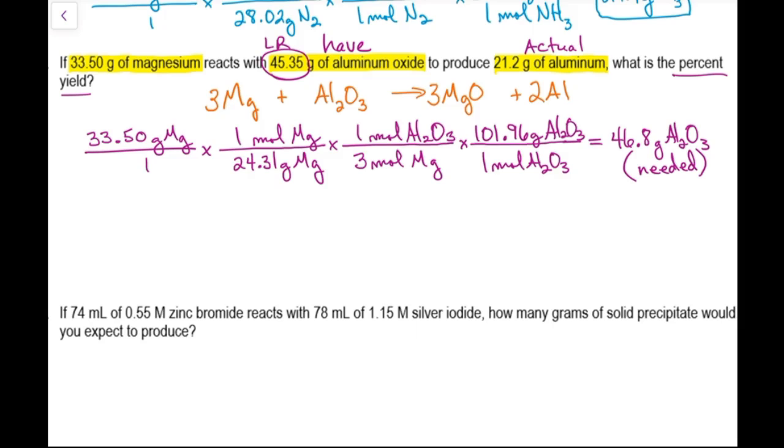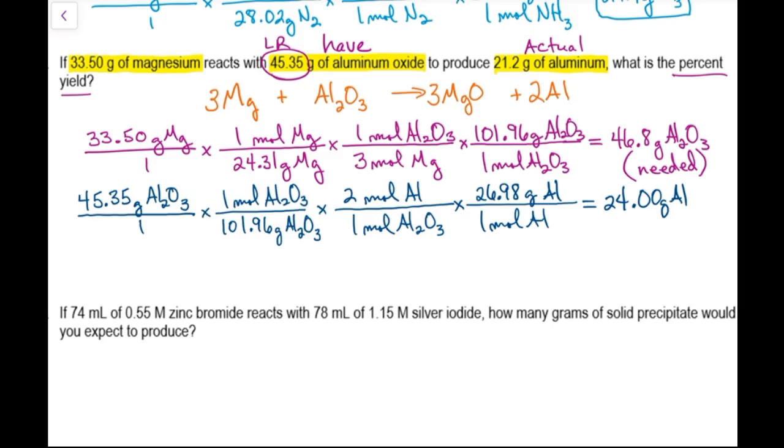So then the next step is going to be to find the theoretical yield of aluminum. And so go ahead and see if you can do that. Okay, so I got 24 grams of aluminum. And so what's the significance of that number? So 24 grams of aluminum becomes my theoretical yield.